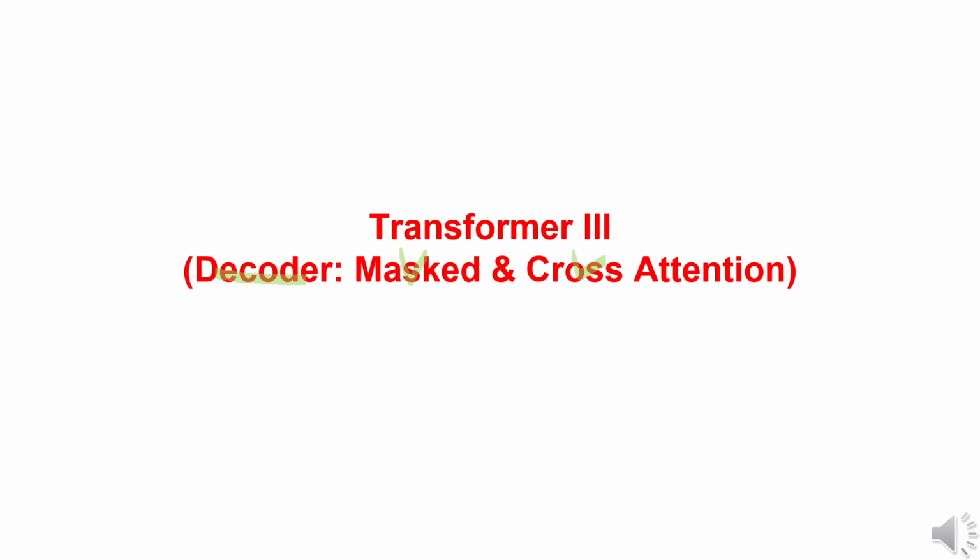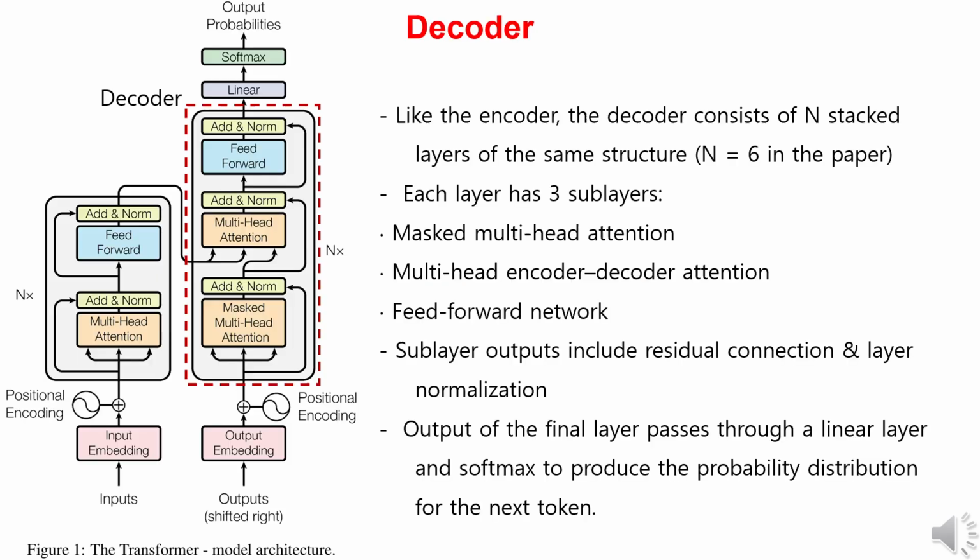In this video, we will take a closer look at the decoder structure, one of the core components of the transformer. The part highlighted in red here is the transformer decoder. Like the encoder, the decoder is built by stacking n layers with an identical structure, and in the original paper, 6 layers are used for both the encoder and the decoder. Each decoder layer consists of 3 sublayers.